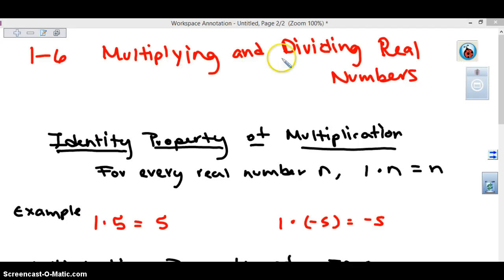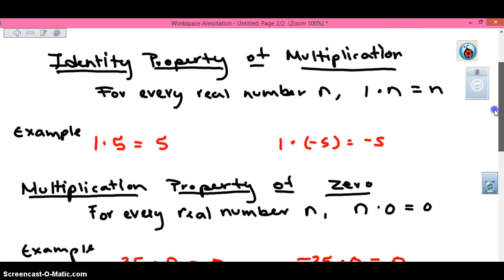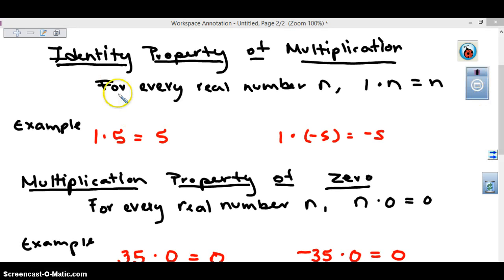Today we're talking about multiplying and dividing real numbers. The identity property of multiplication states that for every real number n, 1 times n equals n. In other words, multiplying 1 times a number equals that number. So 1 times 5 equals 5, and 1 times negative 5 equals negative 5.